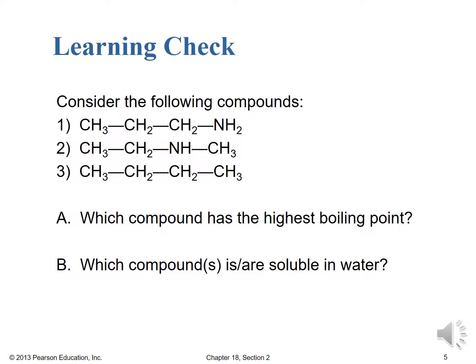So this is probably a good place to stop for a learning check. In this learning check, you're asked to consider the following compounds, 1, 2, 3, and you're asked which compound has the highest boiling point, and which compound or compounds is/are soluble in water. So go ahead and be careful to consider those compounds. Not all of them are amines, so take that into account. Stop the video here while you complete your work and start us back up when you're ready to check that work. Good luck.